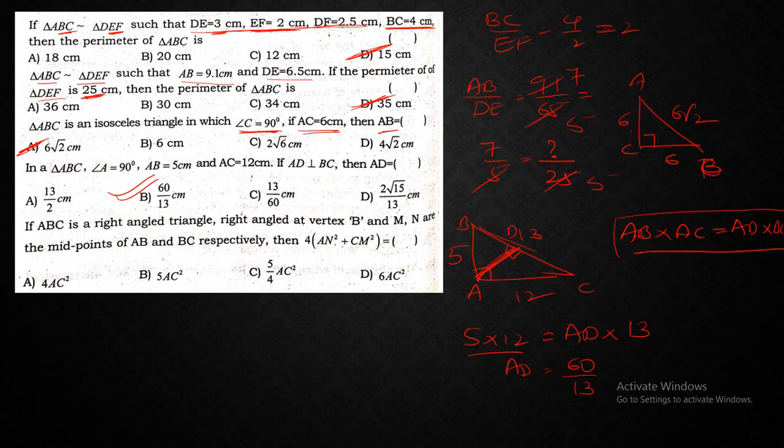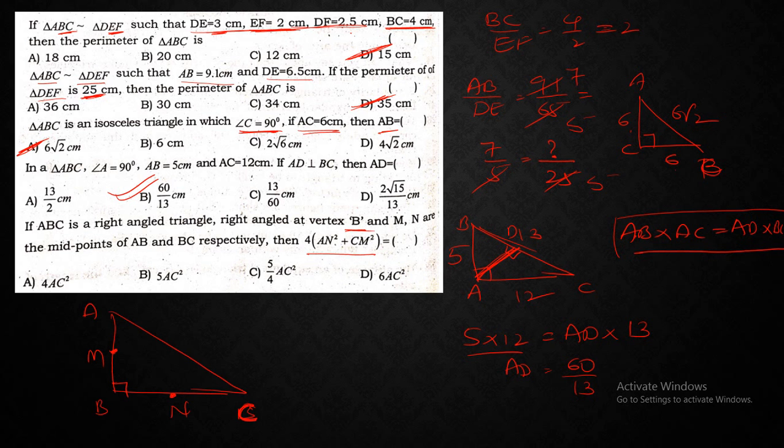Next, if triangle ABC is a right angle triangle, right angled at angle B, and M and N are midpoints of AB and BC respectively, then find 4 times of AN square plus CM square. So what is the given question? Right angle triangle at vertex B, that means this is ABC. Now what he has given: M is the midpoint of AB and N is the midpoint of BC.